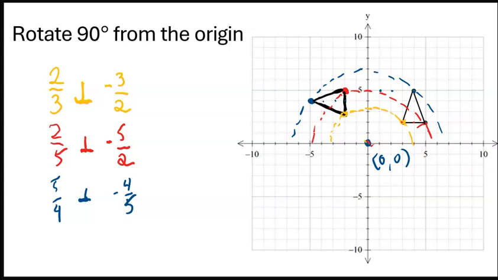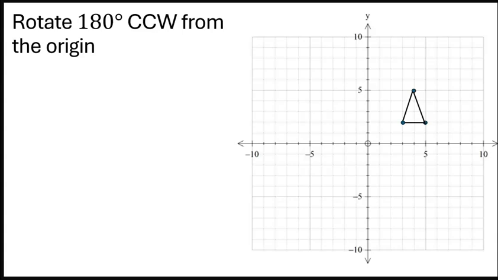Okay, let's look at the next example. So the next example again is looking at rotating along the origin. And we're rotating 180 degrees and I placed that CCW abbreviation there. And what that means is counterclockwise. So let's take a look at this one. So I'm going to slope count again. So I'm going to count up 2 over 3.